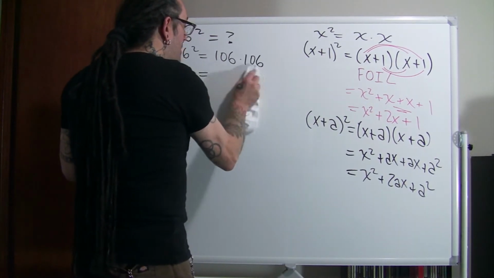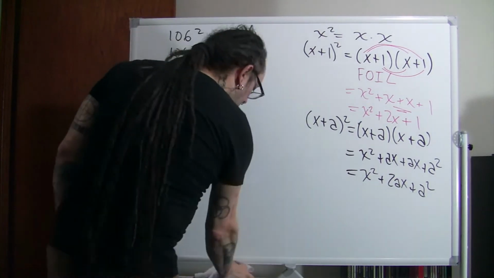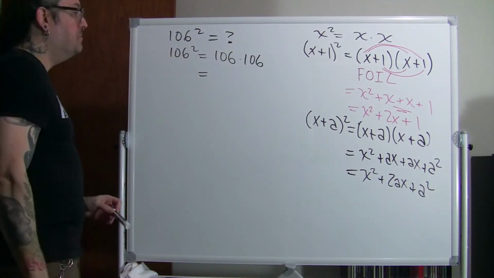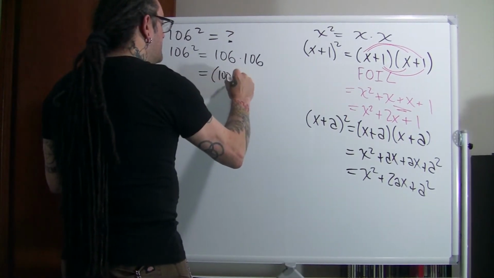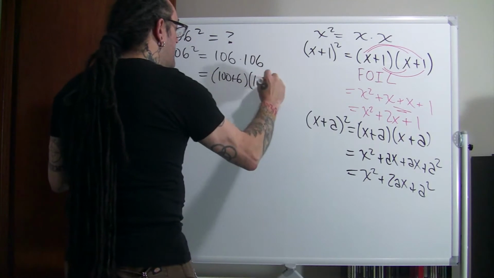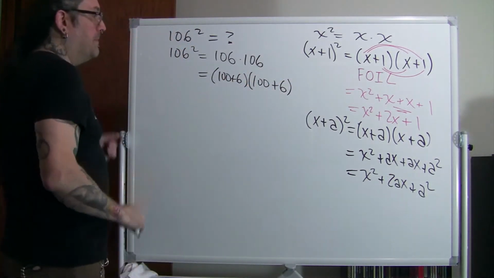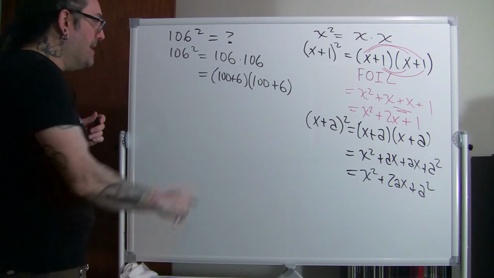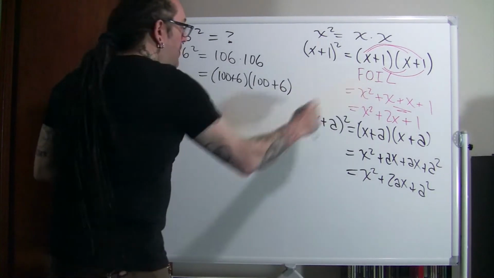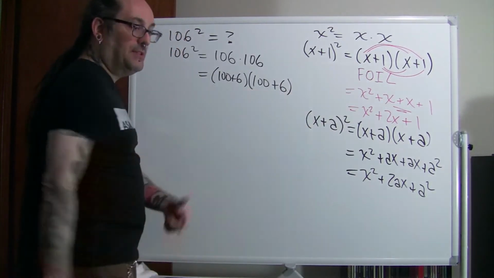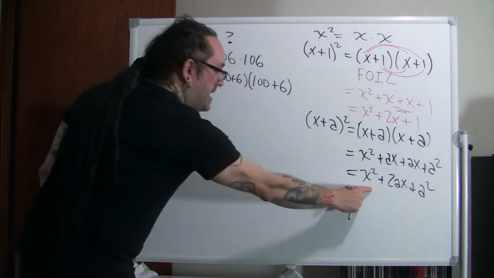Can I think of another convenient way to split apart 106? Yeah, I sure can. How about something like this? 100 plus 6 times 100 plus 6. That's cool. Why? Anything times 100, there's a shortcut for that. And then when I do the L part of FOIL, 6 times 6, very easy. I'm not going to go from here to here.